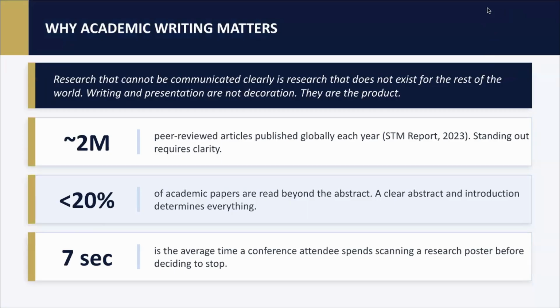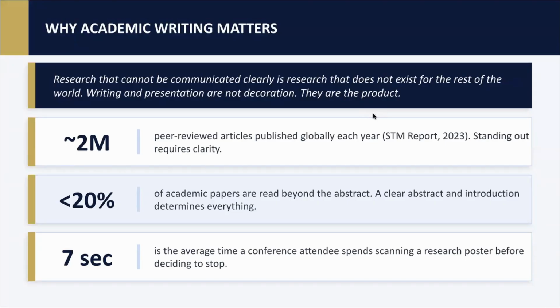So, why academic writing matters? Research that cannot be communicated clearly is research that doesn't exist for the rest of the world. Writing and presentation isn't decoration, it's the product. So 2 million peer-reviewed articles are published globally each year. Standing out requires clarity.